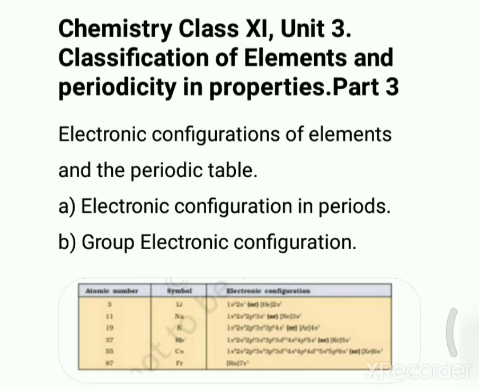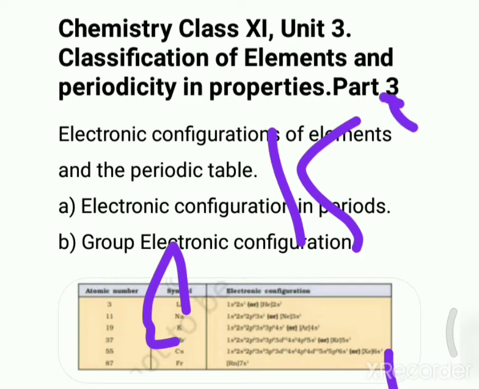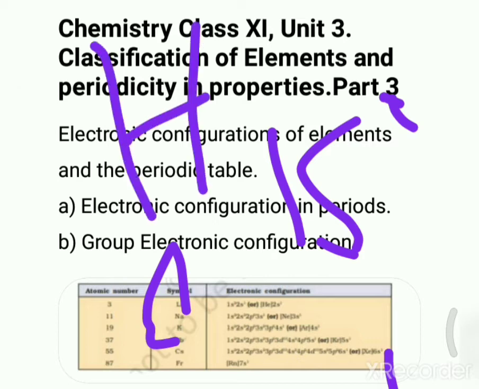The first period is n equal to 1. It starts with the filling of the lowest level, that is 1s, and therefore has two elements, hydrogen and helium. So in the first period, the lowest level has hydrogen and helium.